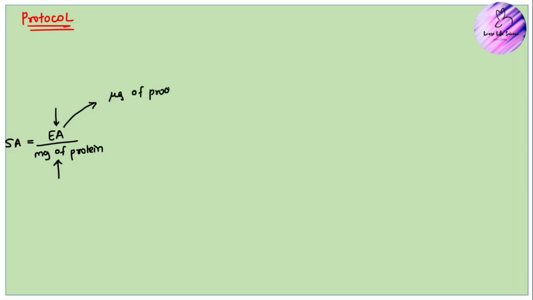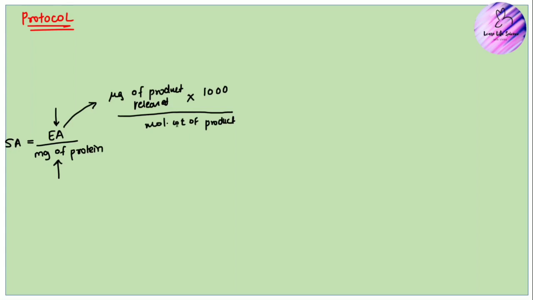Now enzyme activity can be calculated by a simple formula, that is the microgram of product released. This is my way of calculating enzyme activity. I have also prepared videos on this topic. Multiply it by 1000 and divide it by the molecular weight of product.